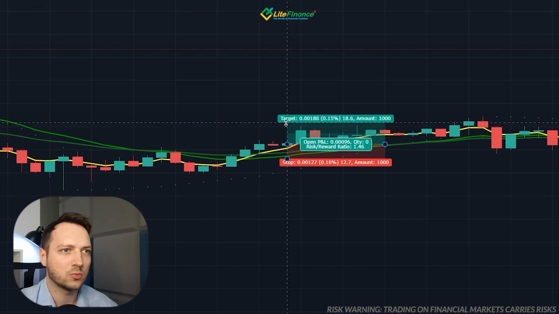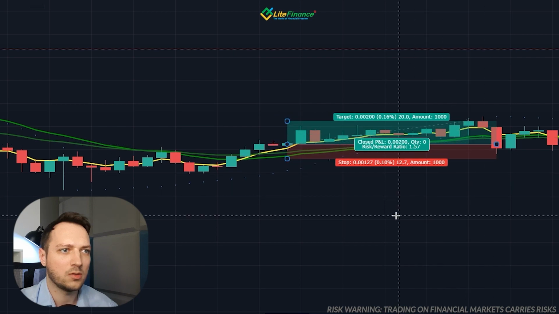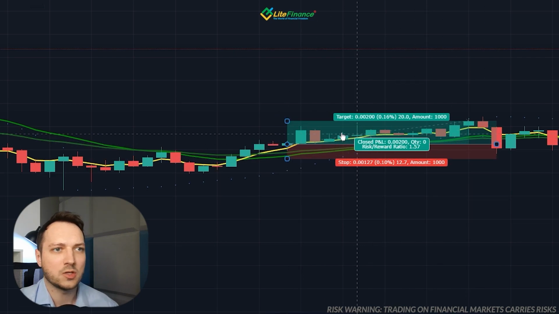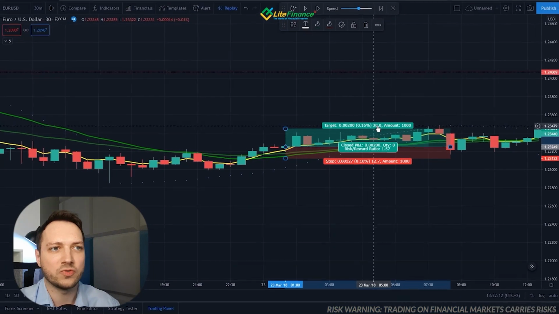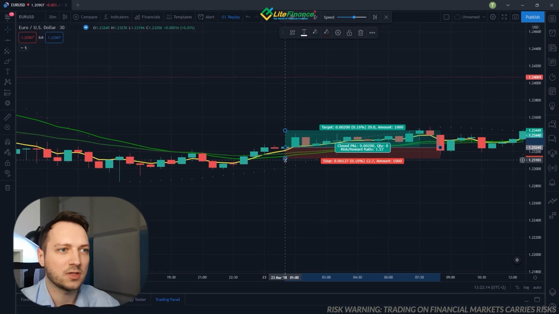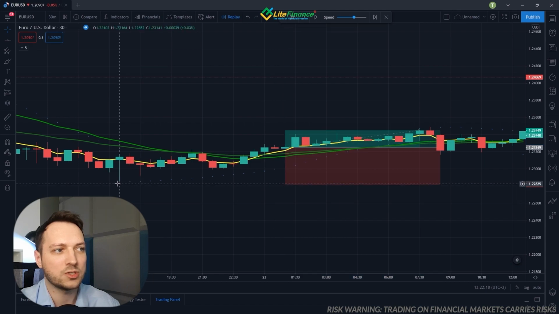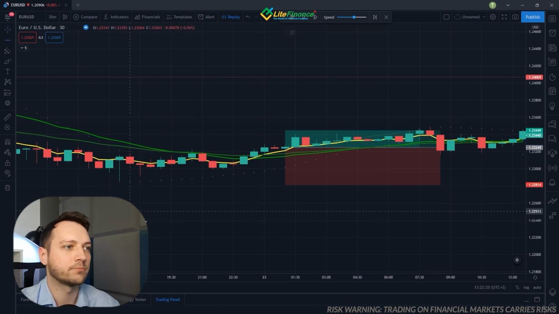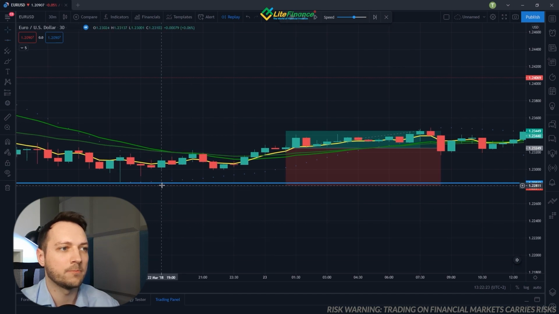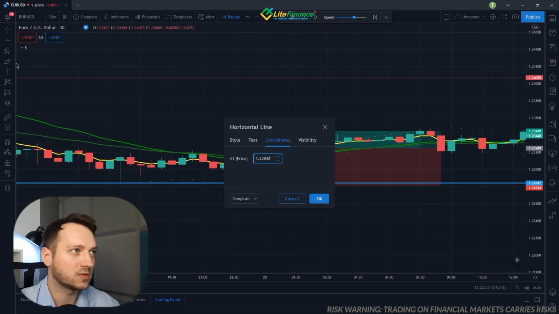Now this one will not be. Oh no, it was. So we set the take profit at 20 pips and the stop loss at the nearest lowest low, which is right here. As you can see, right? This is the level for the stop loss. Maybe with the rectangle it will be better.